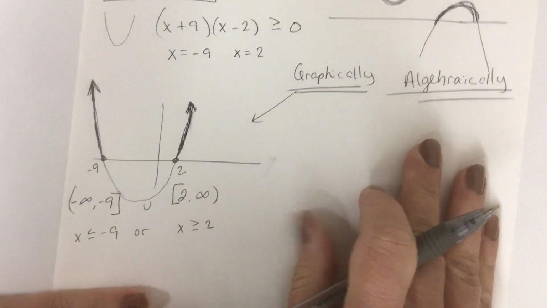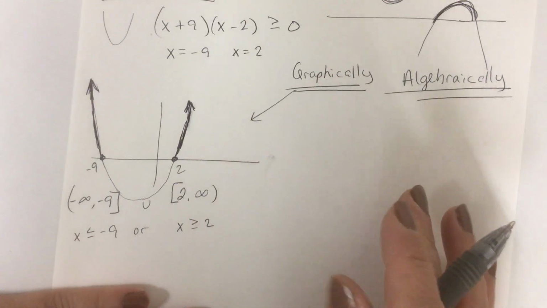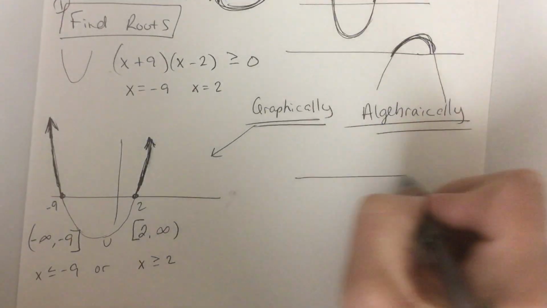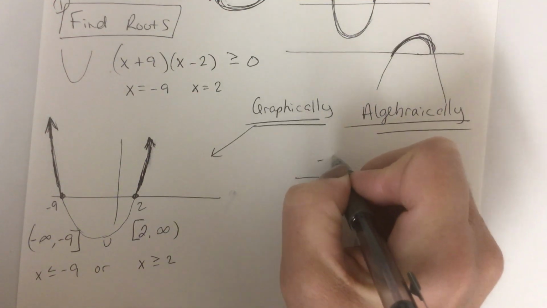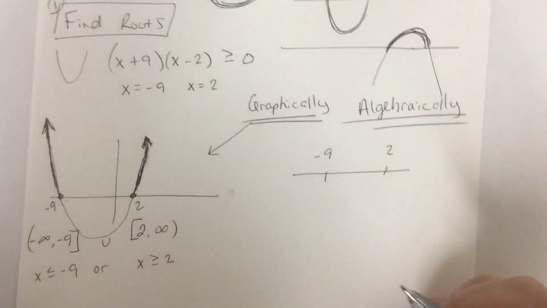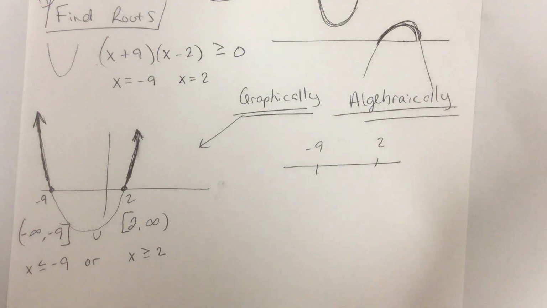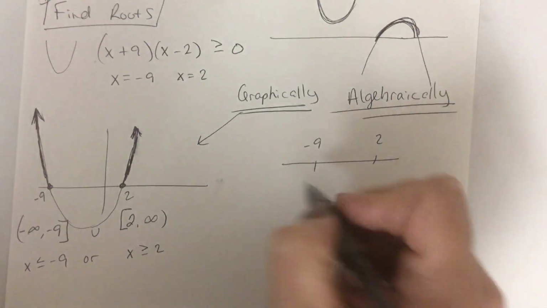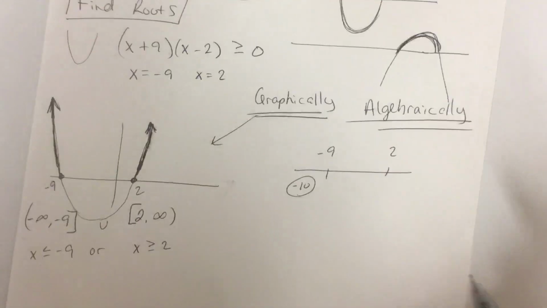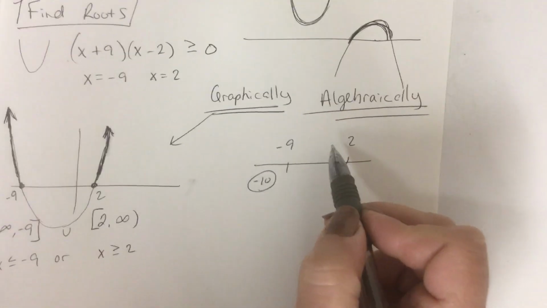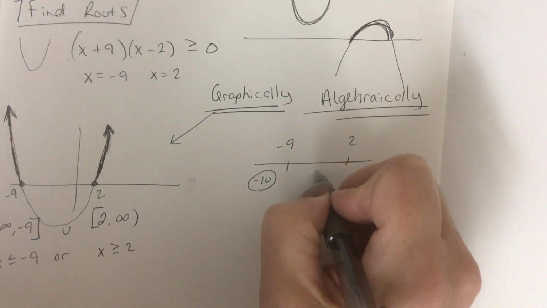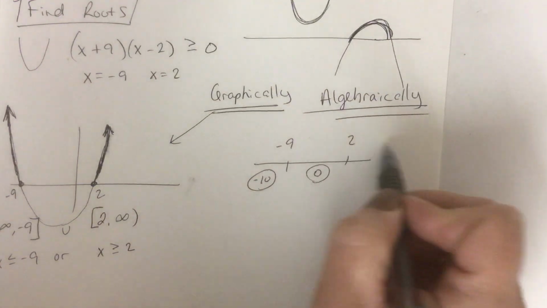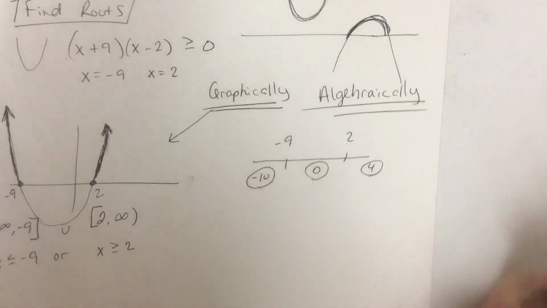Now, if you want to do it algebraically and not mess with what the shape is, then you do it this way. You've got a number line, and you've got negative 9 and positive 2 on there, and then you pick numbers. You pick a number that's smaller than negative 9, like negative 10. Something in between negative 9 and 2, I always pick 0 or 1 if I can, and then something bigger than 2, so I would pick 4. It doesn't matter.